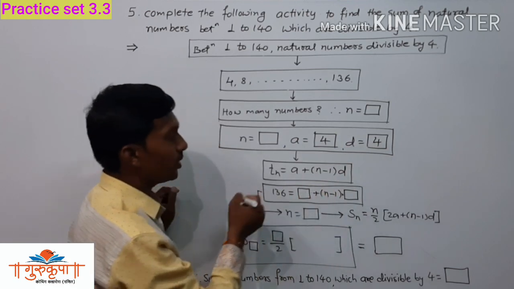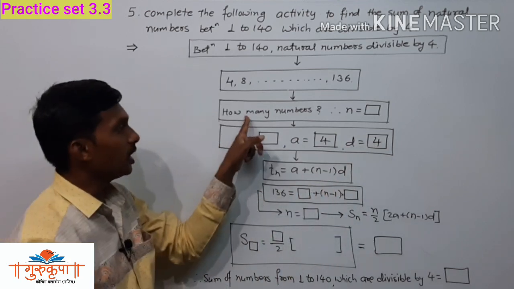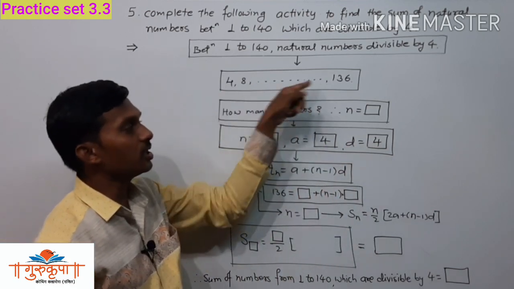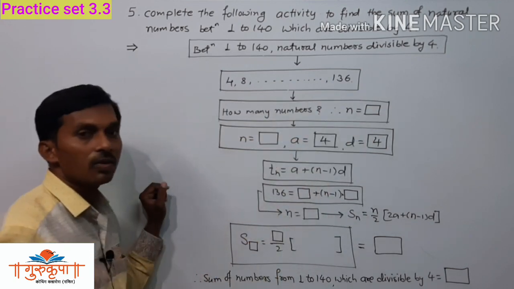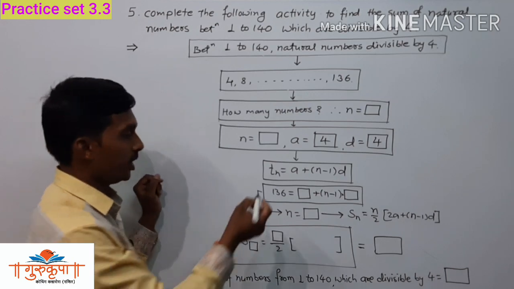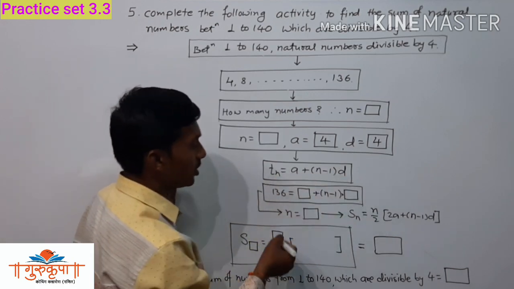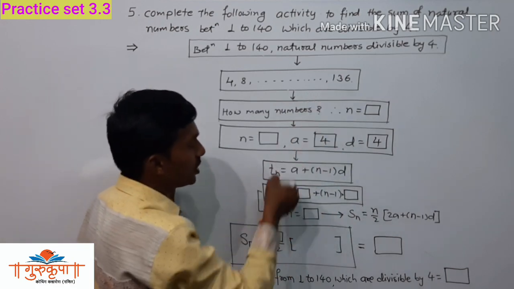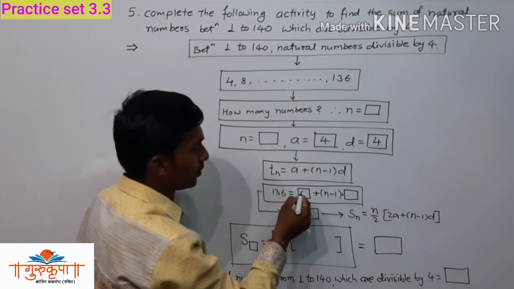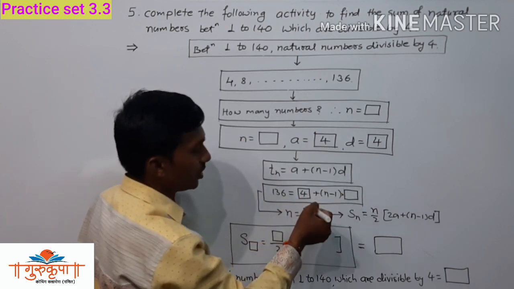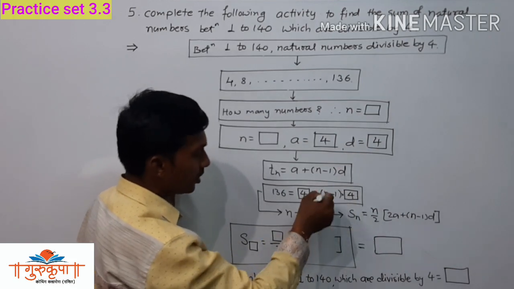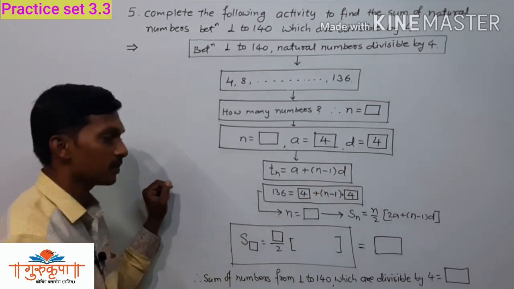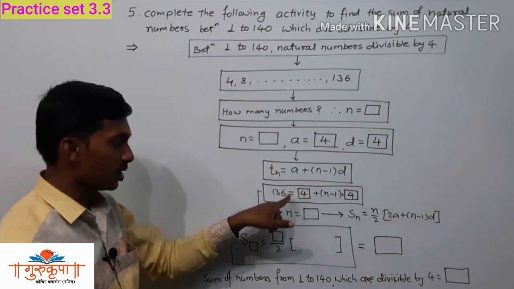Now we have to find the value of n. How many numbers are there in this AP? So we have to find the value of n using the formula for the general term, that is Tn is equal to a plus n minus 1 into d. Tn is 136, a is 4 plus n minus 1 into d is 4. Now simplify this on the rough page and find the value of n.